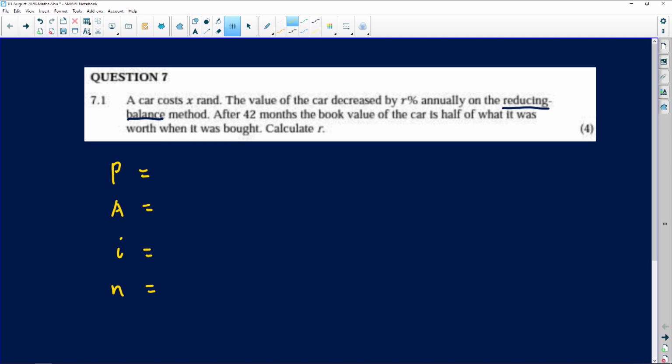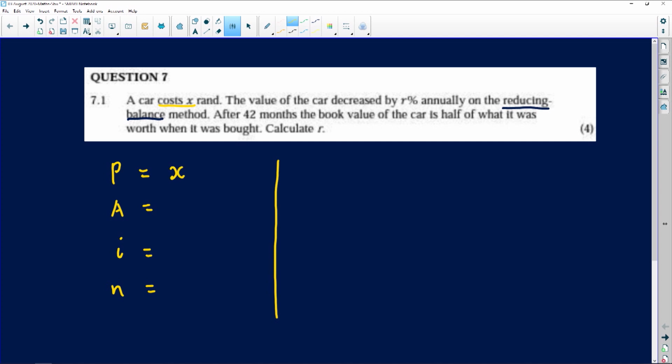In this case, it could be or it could not be an asset. There's a lot of debate about what makes an asset and what doesn't, but that is another story for another day. So what I'm going to try and do is feed all these variables, the information from the given statement. The first part says a car costs X rands. You'll agree with me that that X rands is the original price of this particular item, which means that is the principal value of your car. So for P, I'll put the variable X.